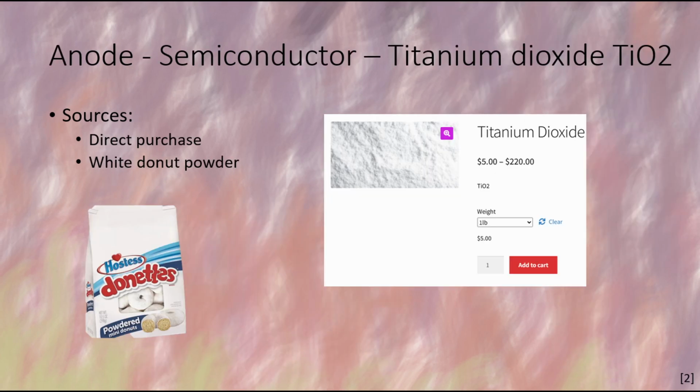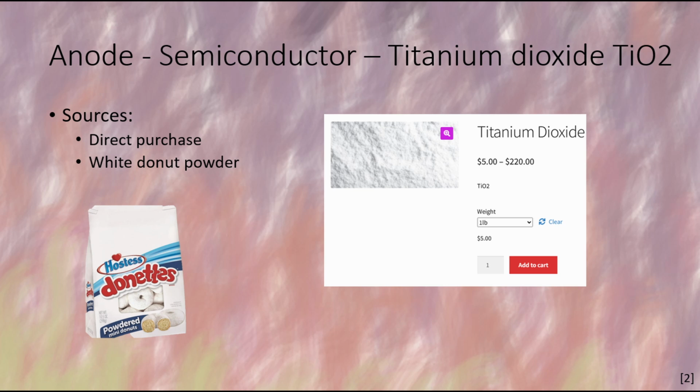Titanium dioxide serves as the semiconductor throughout this process and is the most accessible semiconductor available. So therefore it is the material of choice for the accessible solar cell. Titanium dioxide can be directly purchased at a very cheap price. It costs about $5 for a pound, and a pound is significantly more than is needed for a simple cell.